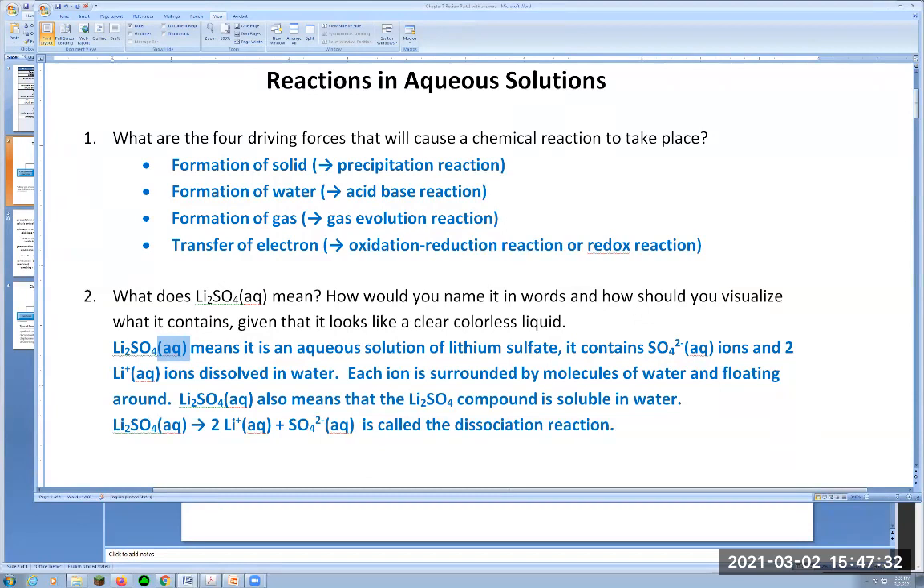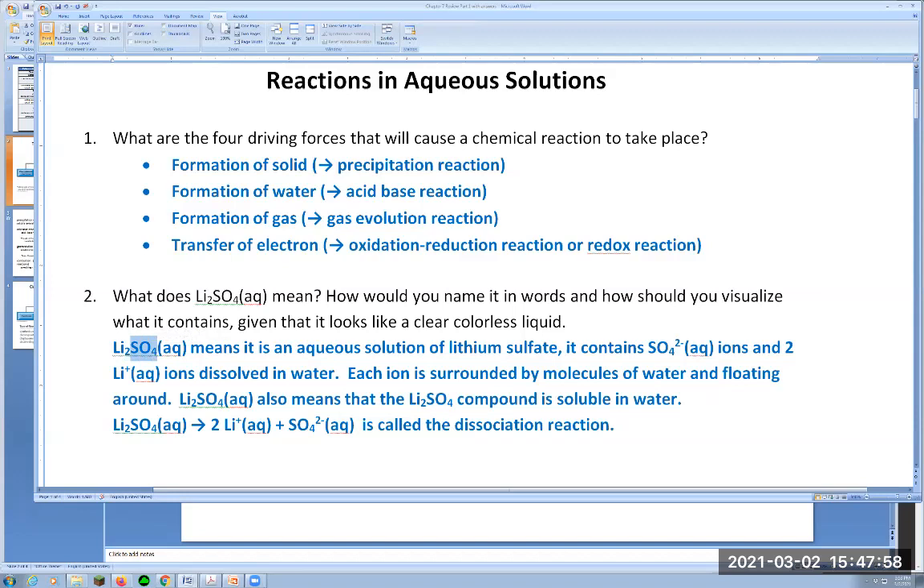So it contains SO4 negative 2 ions, the sulfate ions. So we say that they are aqueous, which means they are dissolved in water. And then 2 lithium aqueous ions. You know, 2 because we have this subscript of 2 here in the formula. So that means we have 2 lithium ions per 1 sulfate ion.